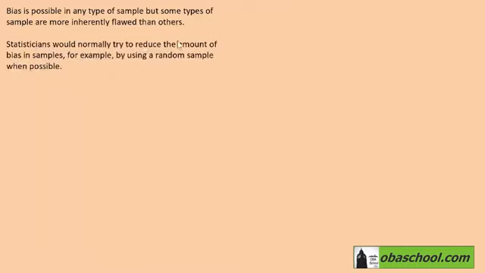Statisticians would normally try to reduce the amount of bias in samples, for example, by using a random sample where possible. Sometimes people talk about probability-based sampling when they're talking about random sampling. We will look at some types of sampling shortly.